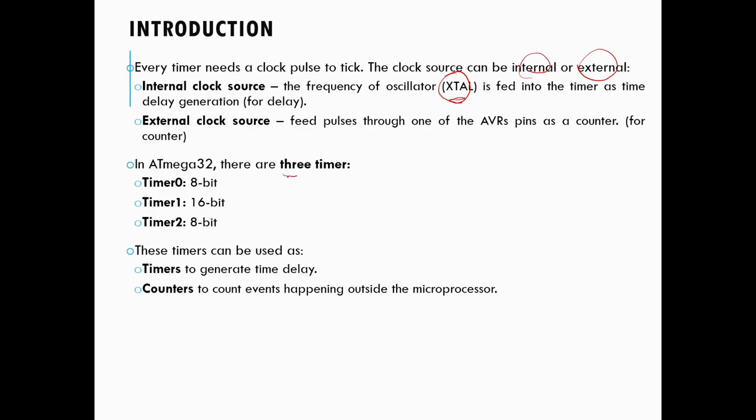And then in Mega32 we have 3 types of timer. It is either timer 0, timer 1, or timer 2. Timer 0 and timer 2 are 8-bit, while timer 1 is 16-bit. This timer we use is either for time delay or as a counter.